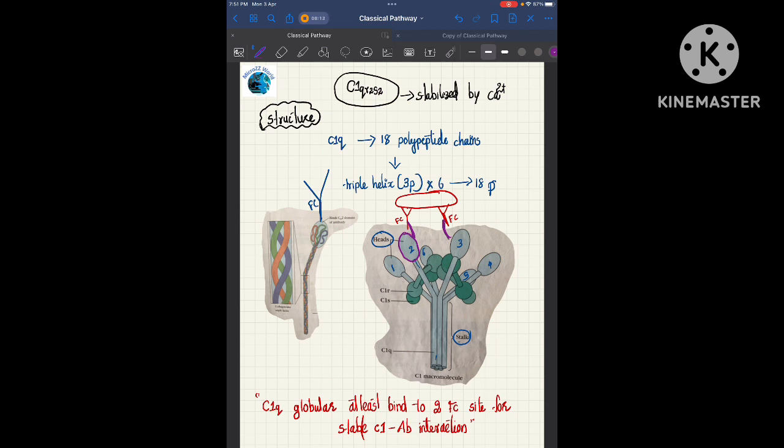In order to make a stable C1 antibody interaction, at a minimum the C1Q molecule should bind with the Fc portions of 2 separate antibodies bound to a common antigen. This is a common antigen. There are 2 antibodies exposing the Fc site. Whenever the C1Q with its globular head binds to a minimum of 2 Fc fragments of the antibody, it is considered a stable C1 Fc antibody interaction that can activate complement.